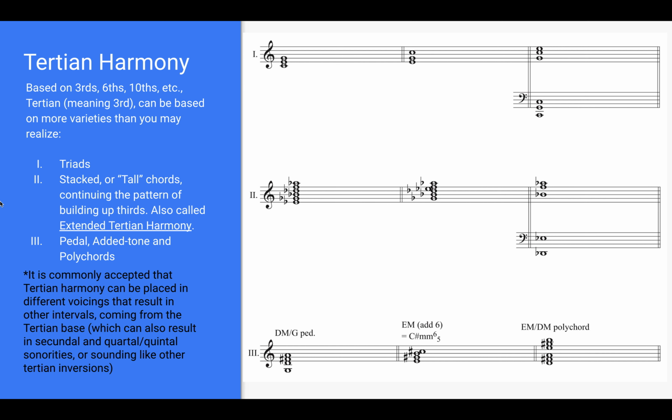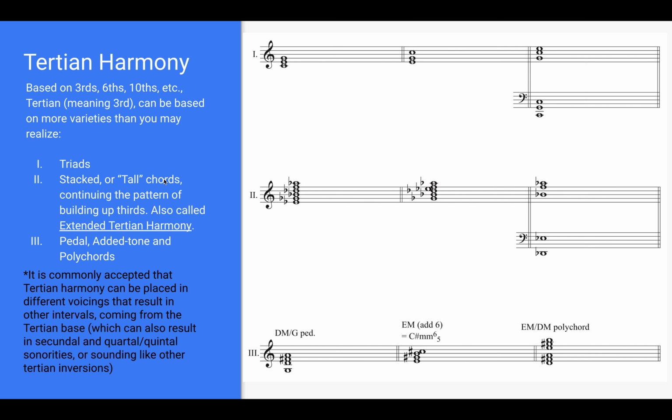In fact, I say at the bottom there, it is commonly accepted that tertian harmony can be placed in different voicings that result in other intervals coming from the tertian base, which can also result in secundal, quartal, quintal sonorities or sounding like other tertian inversions, right? So this one, of course, we do see some fourths and fifths in here, but the predominant sonority is still tertian.